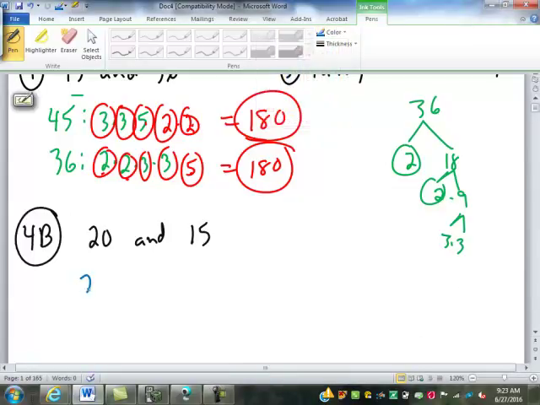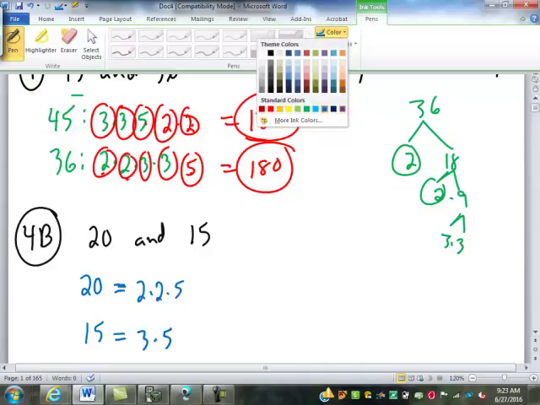So the first step, of course, is to prime factor each of those. If I prime factor 20, what do I come up with? 2 times 2 times 5. Any question? Did everybody get that? I always try to put them in order from smallest to largest because it helps me think. Now for 15, that prime factors into 3 times 5.